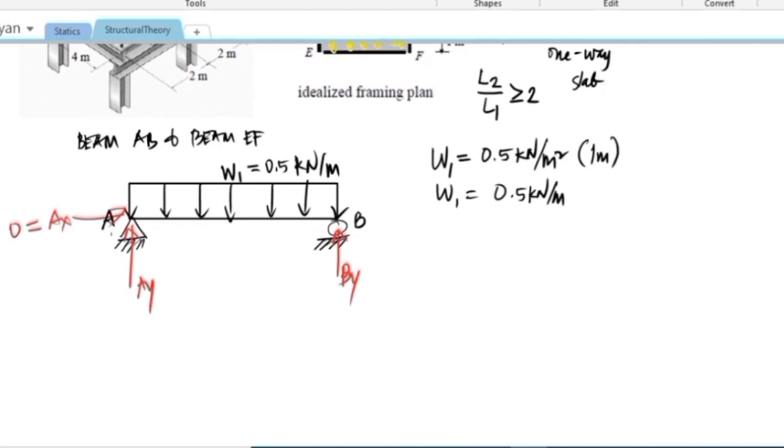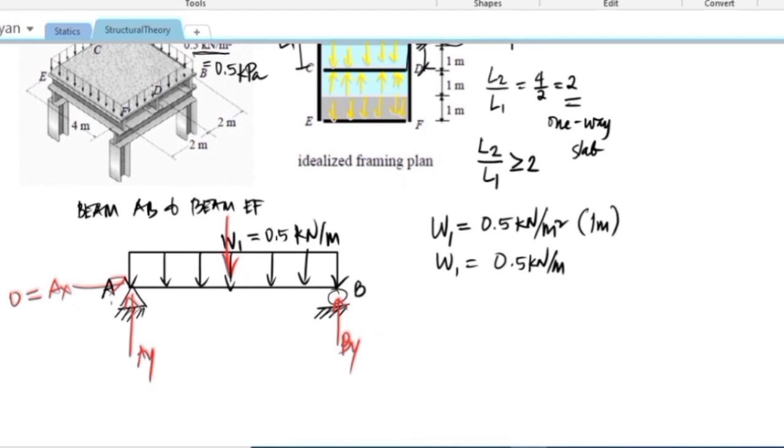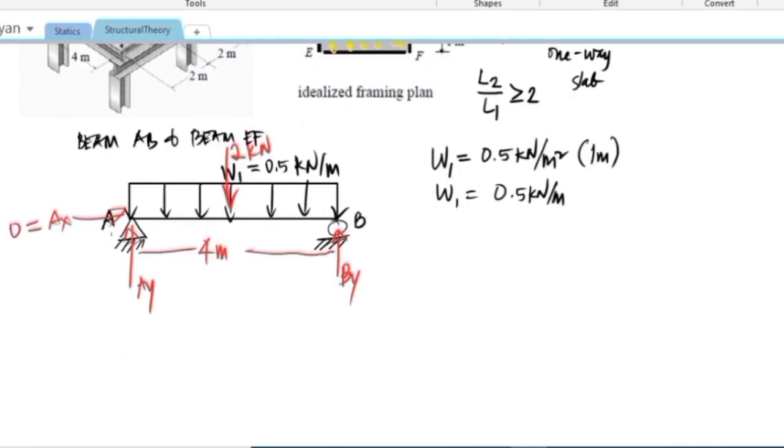Since this is a uniformly distributed load, it means the resultant of the load will be acting at the midspan. And if the span is 4 meters, therefore the resultant of the load is just equal to the area of the load diagram. It is 0.5 multiplied by 4, so that would give you 2 kilonewton as your resultant.